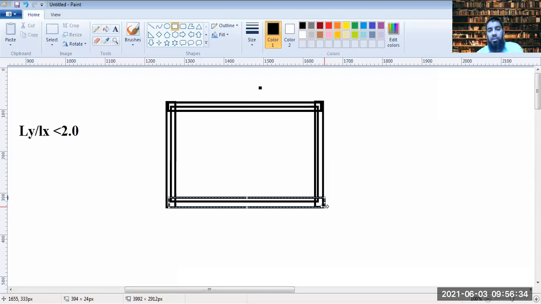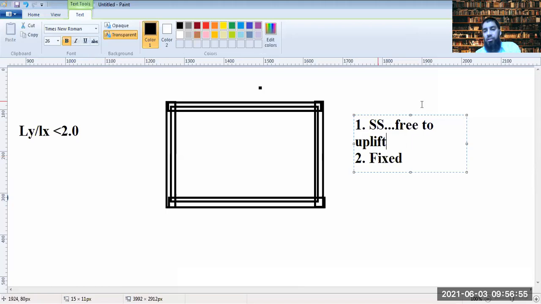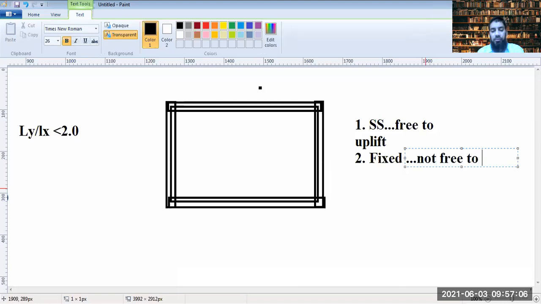Now these supports, for a two-way slab, could be simple supports. One, the support conditions could be simply supported. Two, it could be a fixed support on the ends. When it's simply supported, it's free to uplift, which means this is free to uplift, and when fixed, it's not free to uplift.